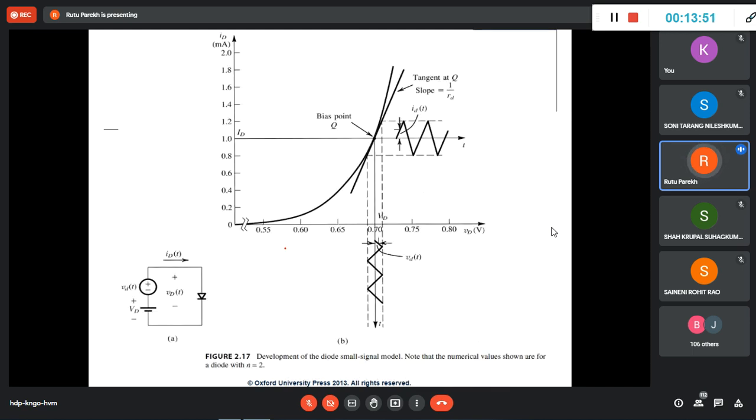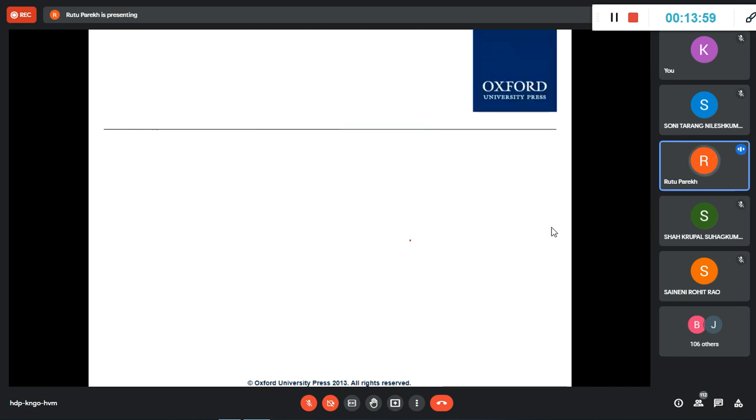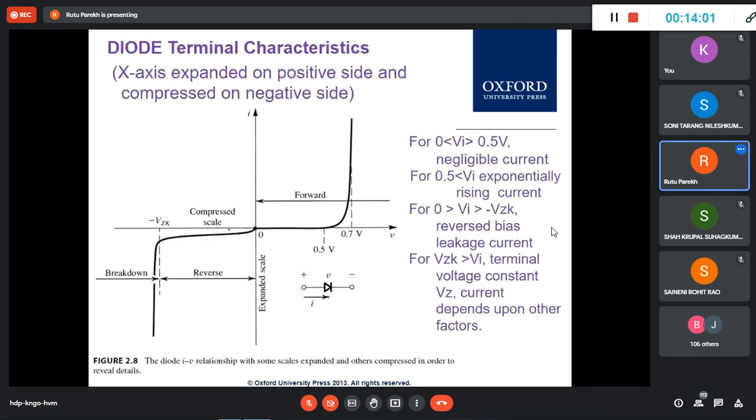Another thing, let's see if this is your diode curve. What is this V and this I? Madam, V is the voltage across the diode, and I is the current across the diode. Very good. So this you should be clear. This voltage is across the diode, these 2 points, and that is this I.